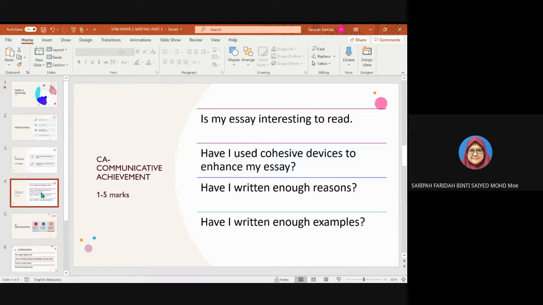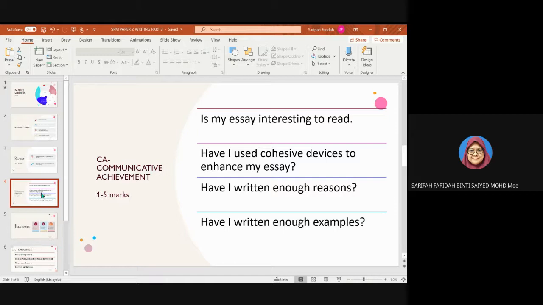If that is achieved, you have done all those things. And because of this, the way we mark, we use impression marking. So in this communicative achievement, there are bands. If it's one, it should have this, two should have this, three should have that, and four, five. Then we follow all the bands in the marking, to see whether the essay that is written fulfills those bands.